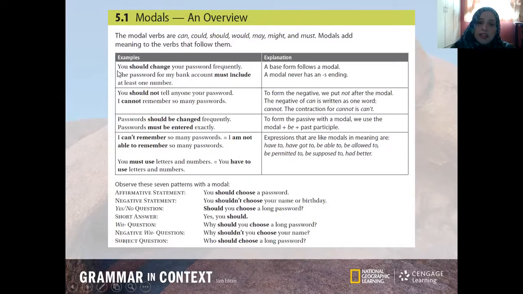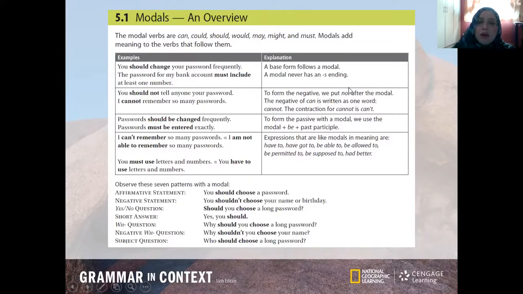You don't write the sentence using the past tense, for example, you should changed your password frequently. So that is actually incorrect. Whatever it is, modal verbs must be followed by a base form, the base form of the main verb.